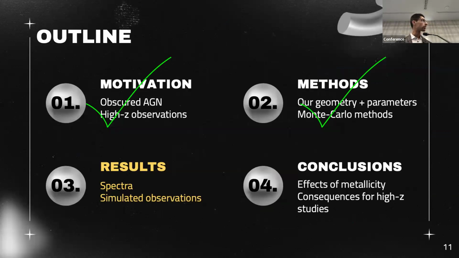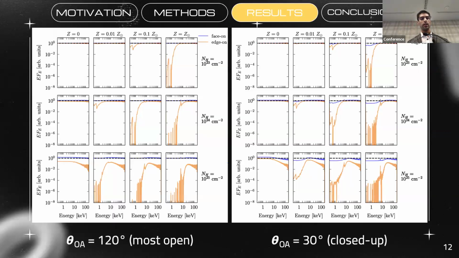Okay, now I'll talk a little bit about the spectra and the simulated observations, especially with AXIS. This is a lot, so don't focus on every panel here. I'll zoom in on a couple in just a minute. But the key here is that I have a set of metallicities going left to right and a set of column densities going from top to bottom. The orange spectra are the edge-on, and the blue are the face-on. I do this for two different geometries: the more open torus, which is the 120 degree, and then the closed-up one at 30 degrees.